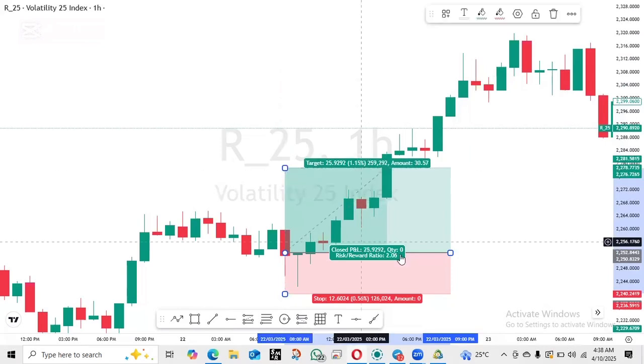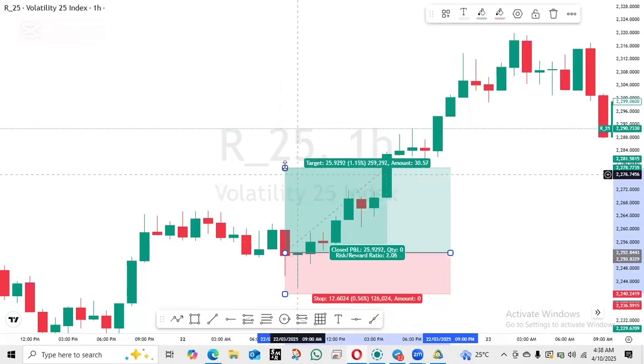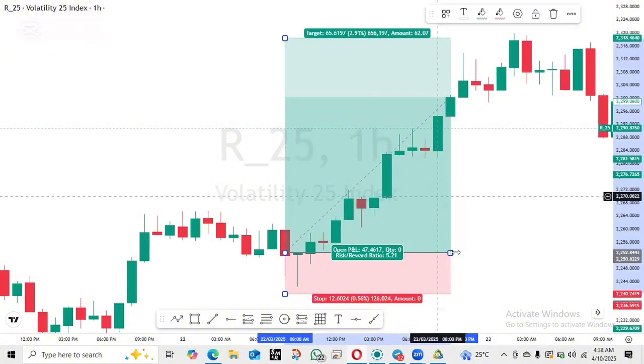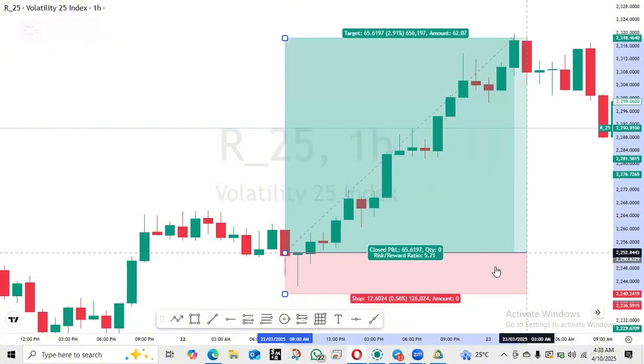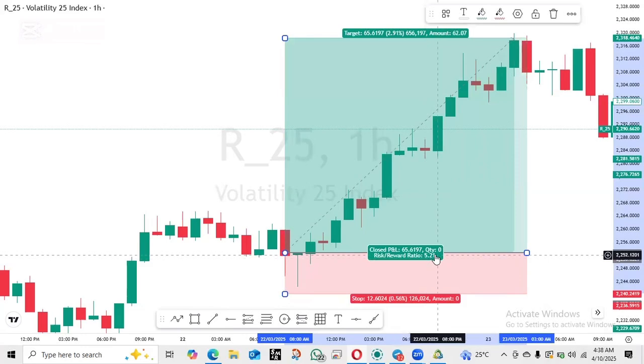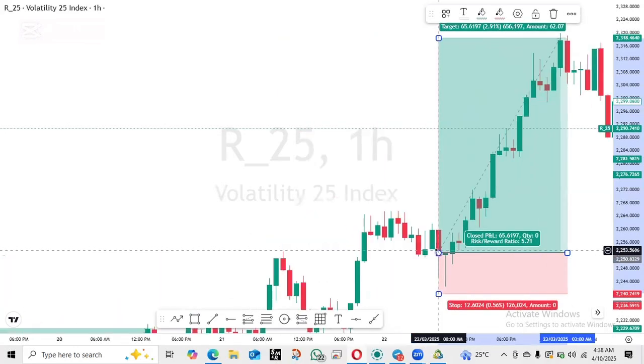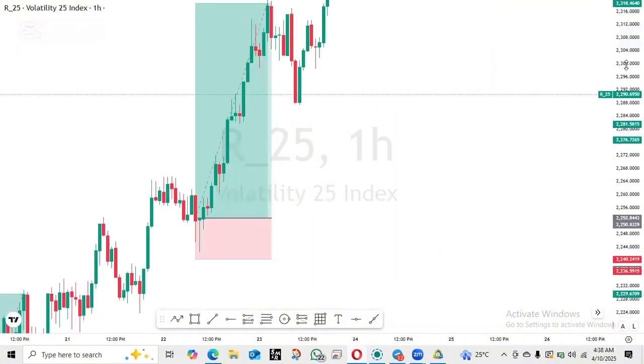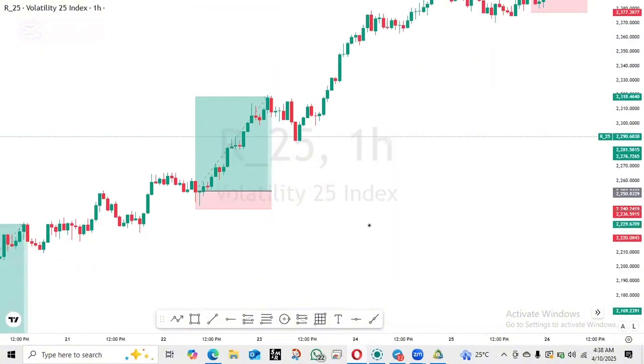Okay, so I'm using TradingView actually, so it's giving me all this information. This one even gives us up to 1:5. You can go for it, but the lowest you can go for is 1:2. Okay, now let's continue.